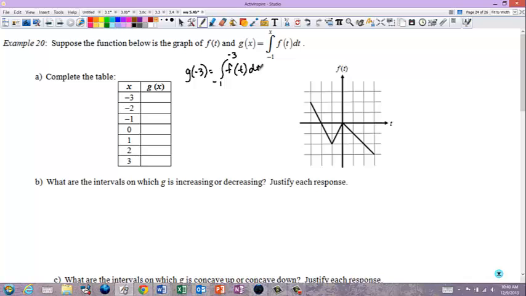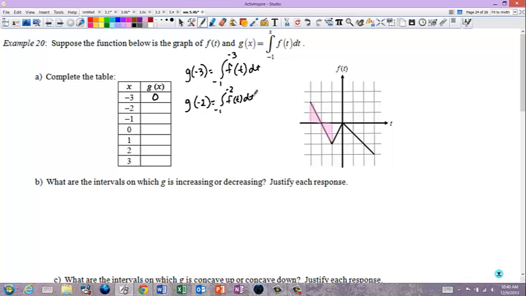From -1 to -3, the first thing I notice is these limits are switched, so whatever my answer is, it's going to have a different sign. So from -1 to -3, now what's going to happen to those two areas? The one on the top cancels with the one on the bottom. I'm actually going to get 0.